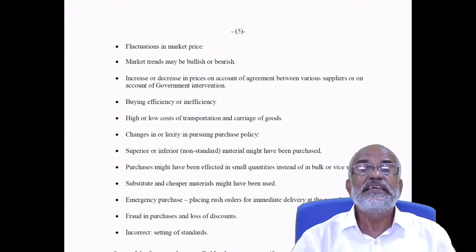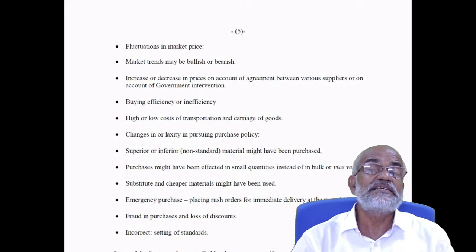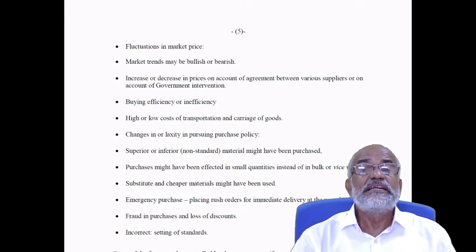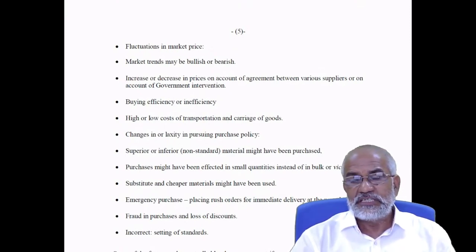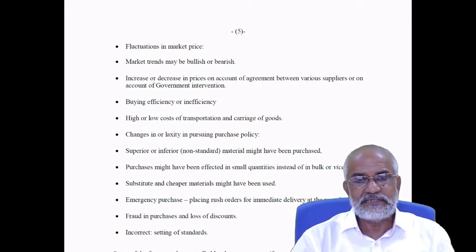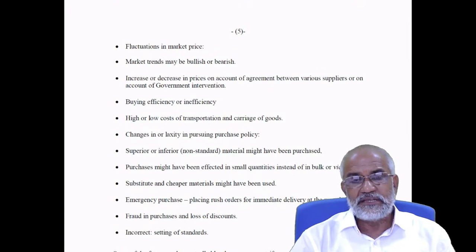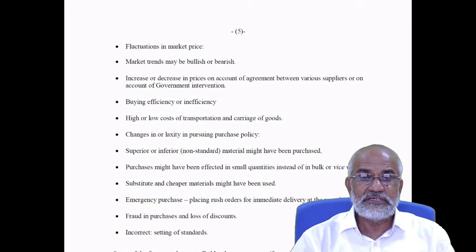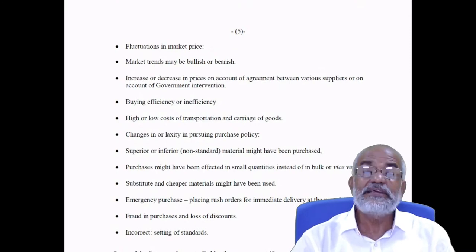The third reason is increase or decrease in prices on account of agreement between various suppliers or on account of government intervention. Suppose the product is of necessity in nature, and due to intervention of the government, there is a fluctuation in the price, that will also result in the direct material price variance.